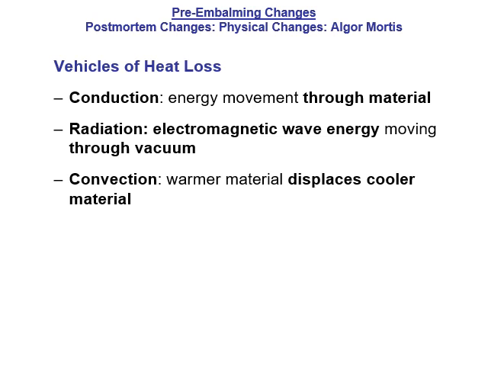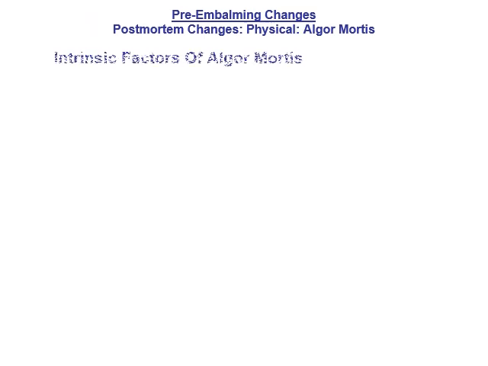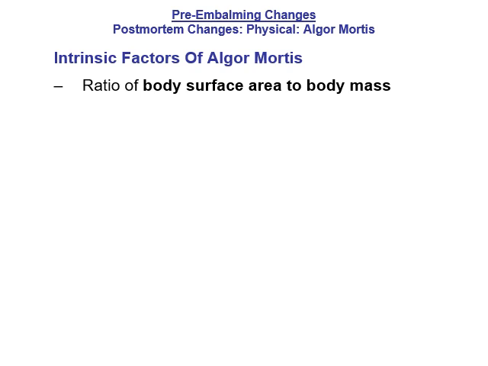Now, there are factors that can affect the ability of a body to lose heat. There are intrinsic factors and extrinsic factors. The intrinsic factors of algor mortis would include the ratio of body surface area to body mass. So more surface area equals quicker cooling. The more surface area you have, the more you can touch through conduction, the more area that convection can flow across you and take your heat out. So the bigger the area, the quicker the cooling.